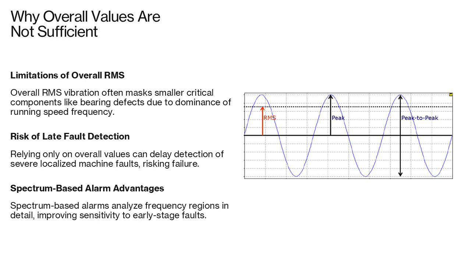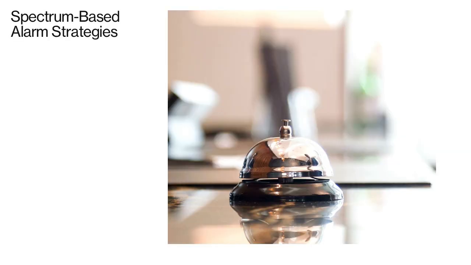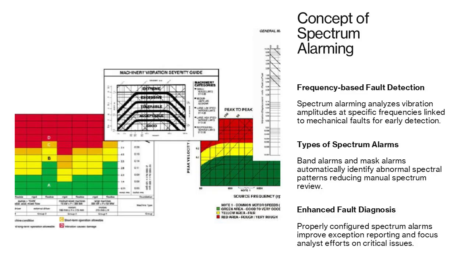This realization has driven the adoption of spectrum-based alarms, which examine selected frequency regions or the entire spectrum in greater detail. Overall vibration alarms still play an important role, but they should be complemented by more targeted alarm strategies to ensure comprehensive fault detection. Concept of spectrum alarming. Spectrum-based alarming extends beyond single overall values by analyzing vibration amplitude within specific frequency regions or across the entire frequency range.